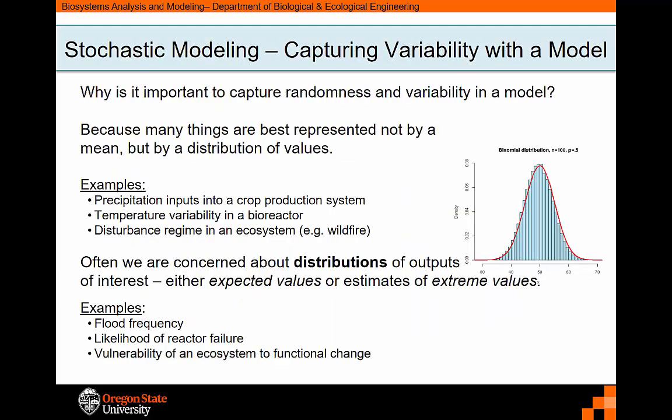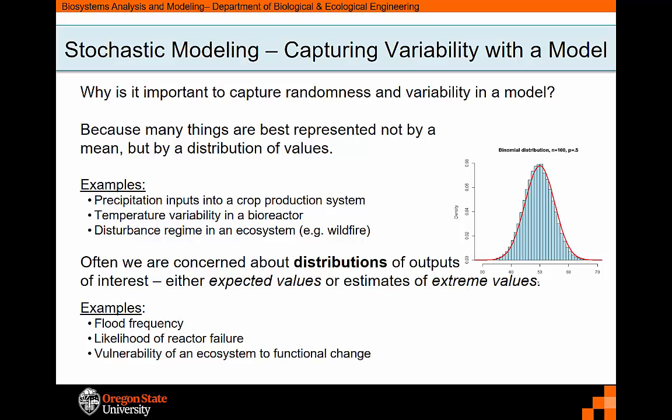As it turns out, there are lots of situations in which we may want to incorporate variability into our models. Why is this important? Very simply, because many of the processes we may want to model may have elements that are best represented not by a single value, but by a distribution of values. For example, precipitation inputs into a cropping system can be highly variable, and if we want our models to reflect this variability, we need to have techniques for capturing and incorporating this variability into our models. Other examples include temperature or flow rate variability in bioreactors, or wildfire disturbances in an ecosystem.